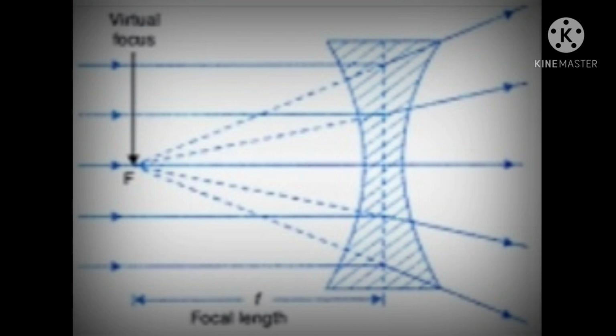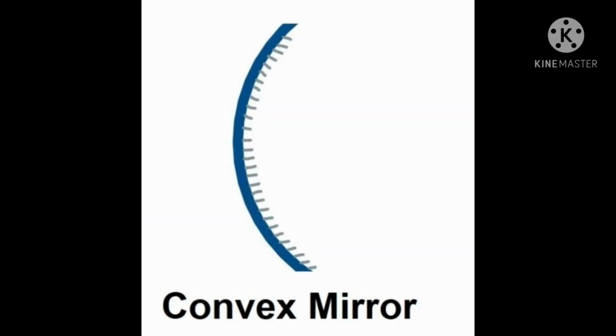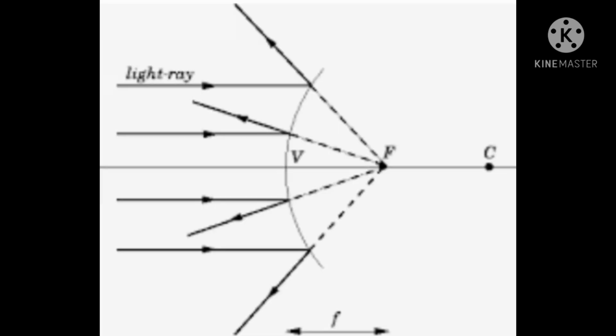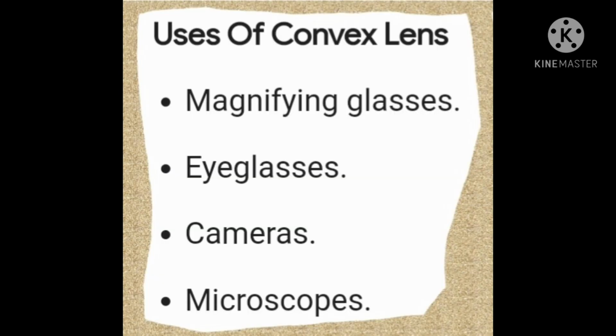In this respect, a concave lens is similar to a convex mirror. This is because a convex mirror also diverges rays of light. Next, the uses of convex lens. Convex lenses are used as magnifying glasses. They are used in making spectacles, cameras, microscopes, telescopes, and binoculars, etc.